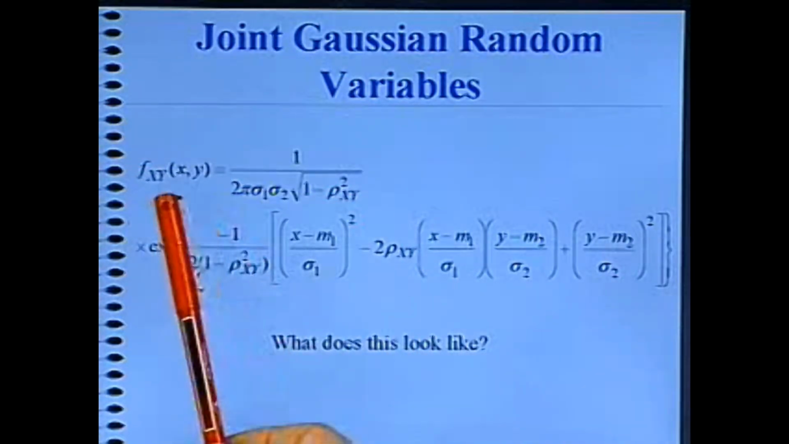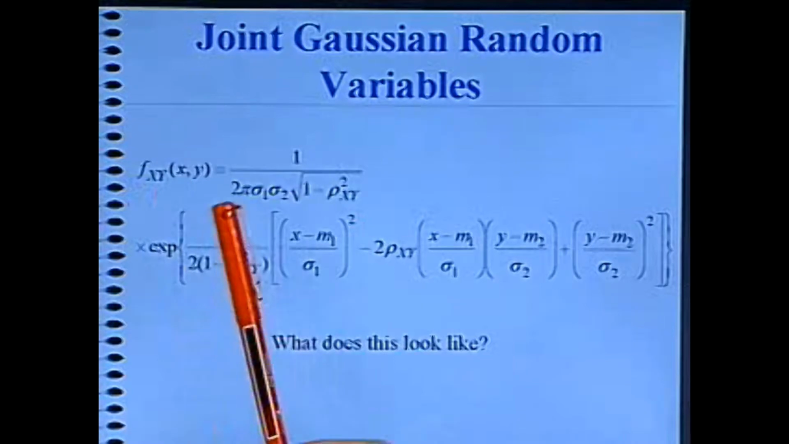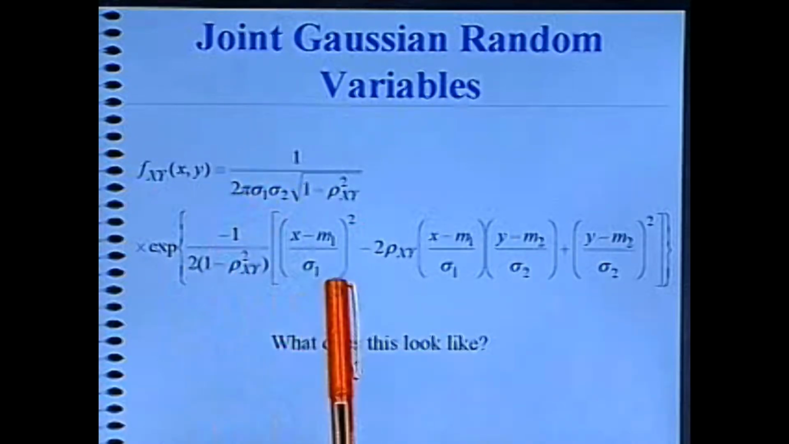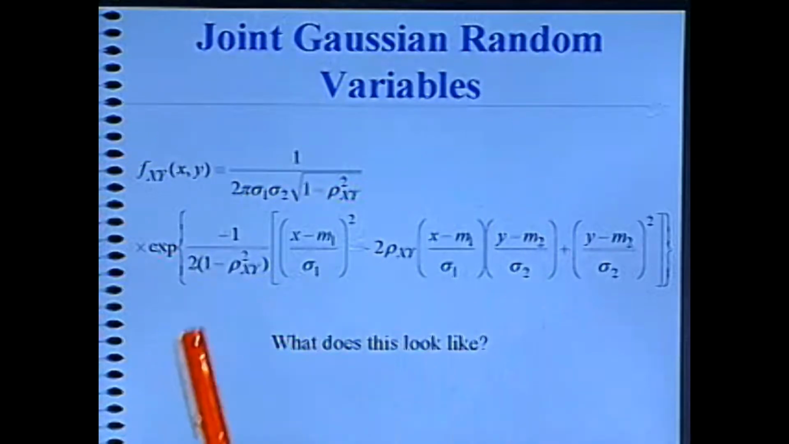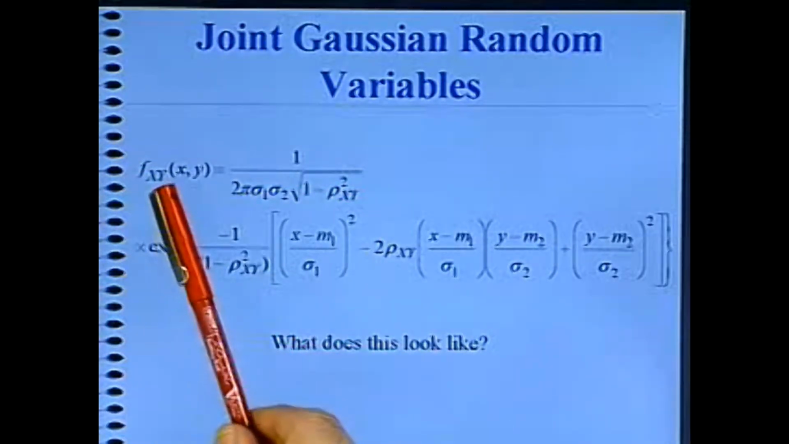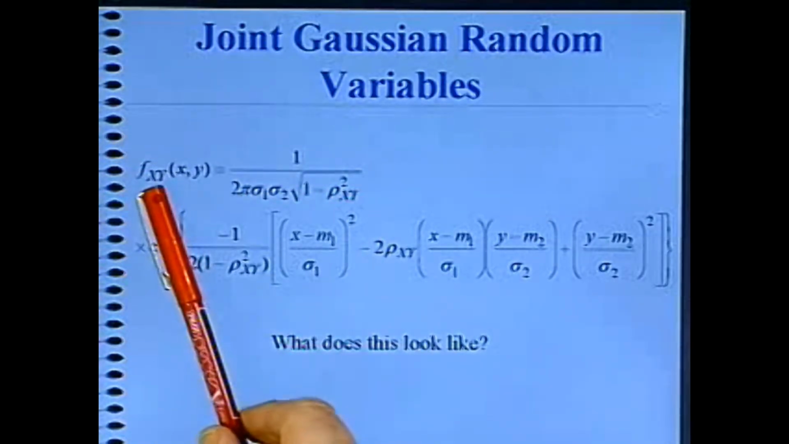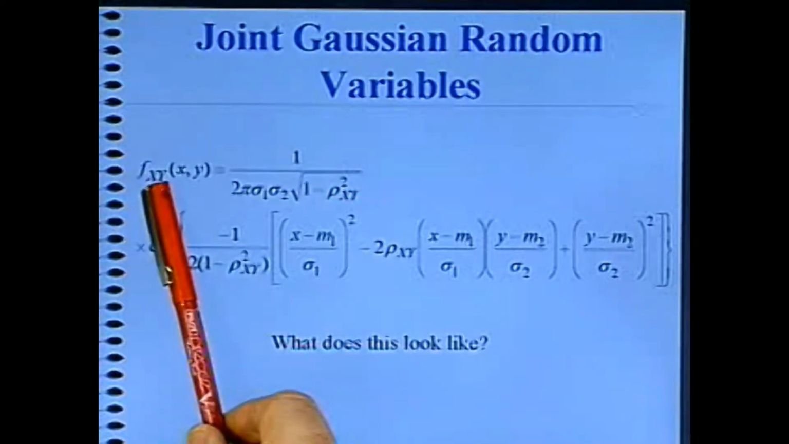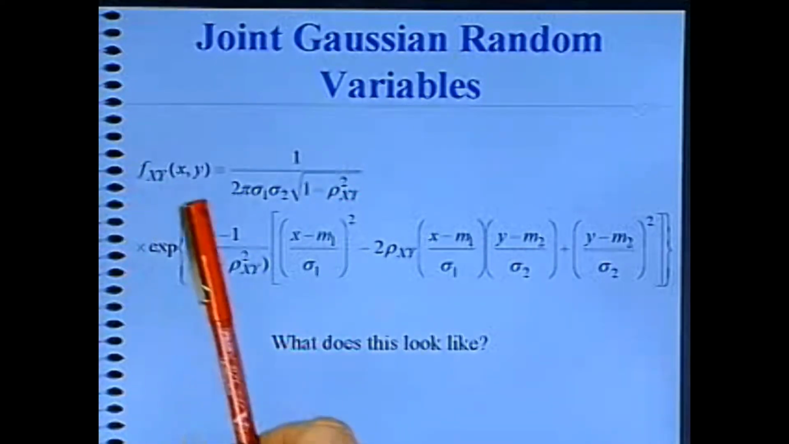If you recall, if we integrated the joint, we got the marginal. And indeed, if we integrate this joint, we will get a Gaussian marginal. In fact, I think you can see if we were to integrate this and get the marginal with respect to x, it would be a Gaussian random variable with a standard deviation of sigma 1 and a mean of m1. That's what it would turn out to be if we were to compute the marginals.